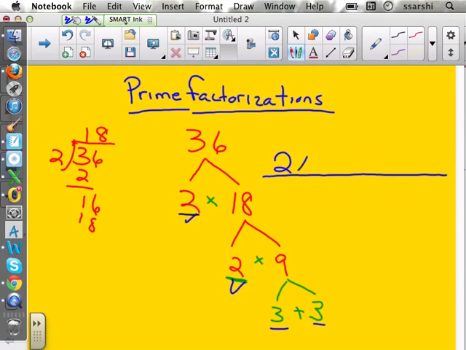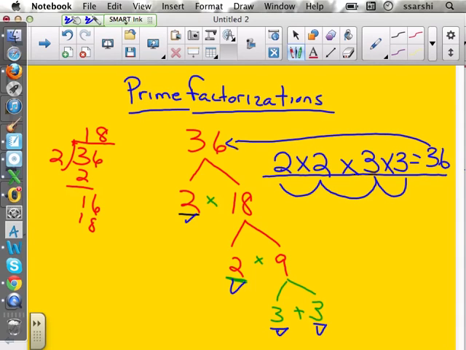So it's 2 times 2. Now I look, and the other number I have is a 3. 1, 3, 2 3's. So I go like this. To double check it, I say 2 times 2 is 4, times 3 is 12, times 3 is 36. I look back at my starting number, 36, and that's a check.